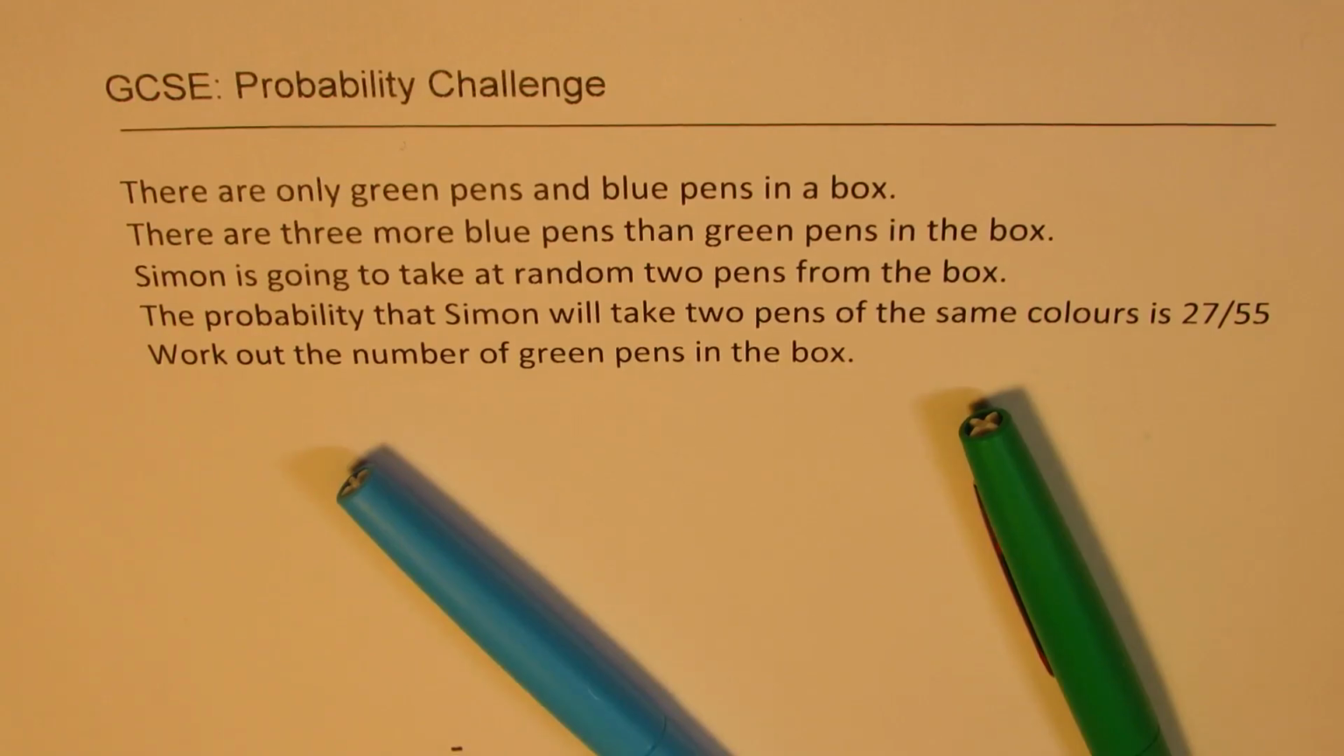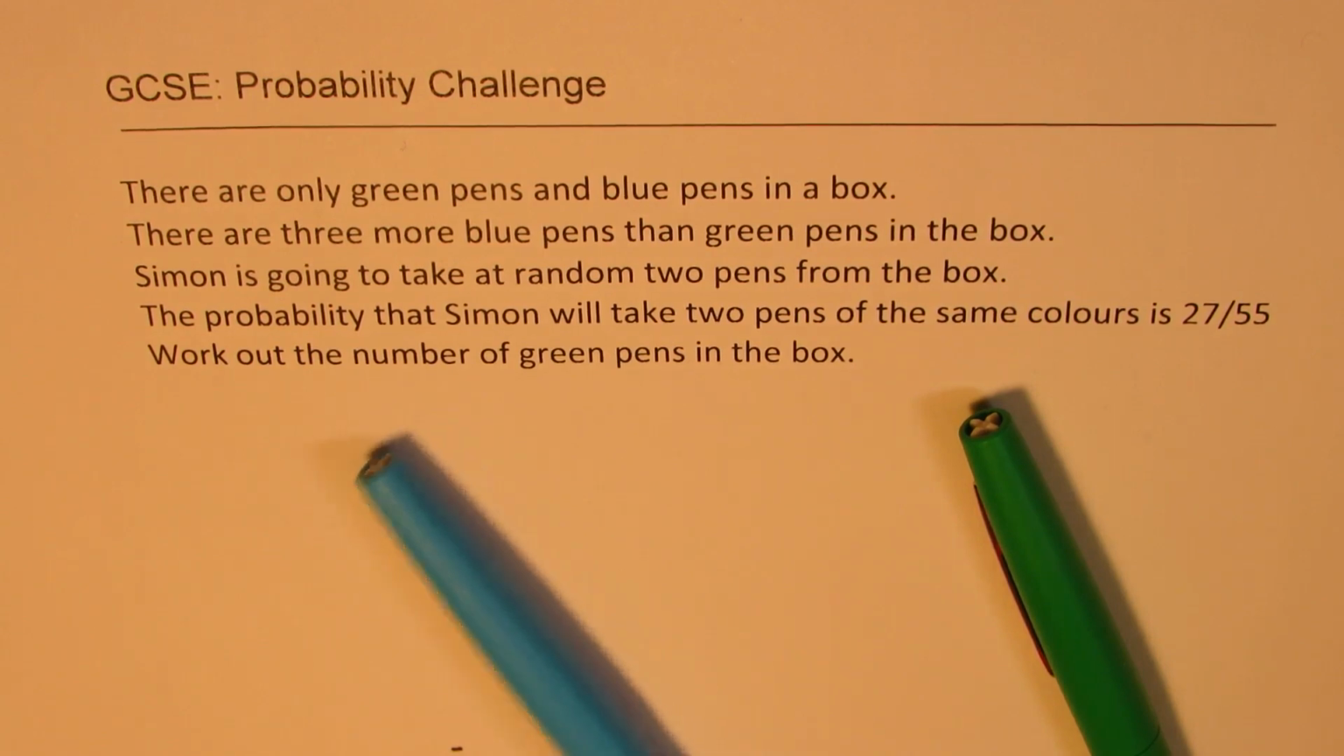Now this is from GCSE test papers. The question here is, there are only green pens and blue pens in a box. There are 3 more blue pens than green pens in the box. Simon is going to take at random 2 pens from the box. The probability that Simon will take 2 pens of the same color is 27 over 55. Work out the number of green pens in the box.